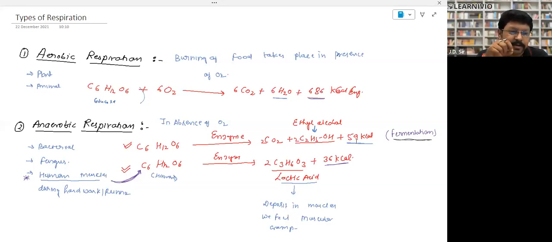When you make bread, you take a dough, you mix yeast, then fermentation takes place. Those large holes inside the bread are due to the escape of carbon dioxide. So carbon dioxide tries to escape, and that makes those holes, right? Okay, fine. So please note it down, both types of respiration over here.